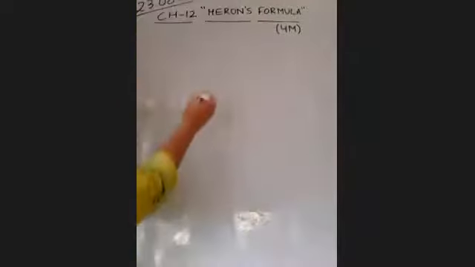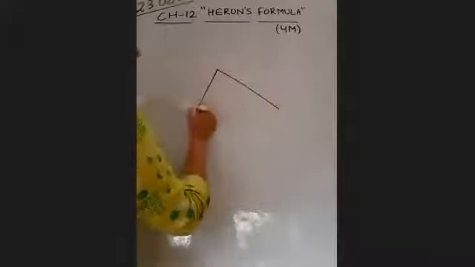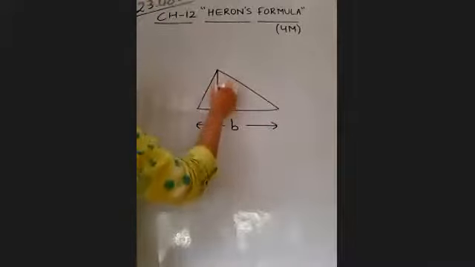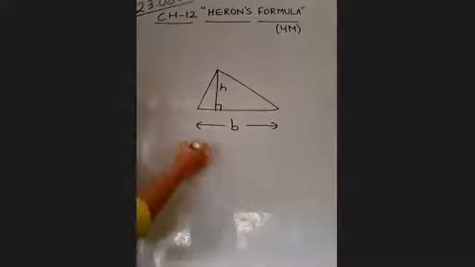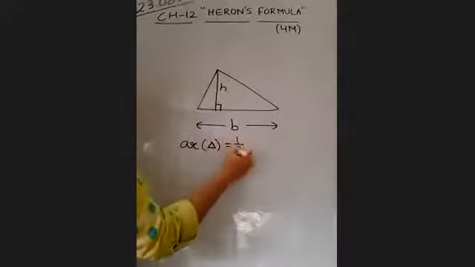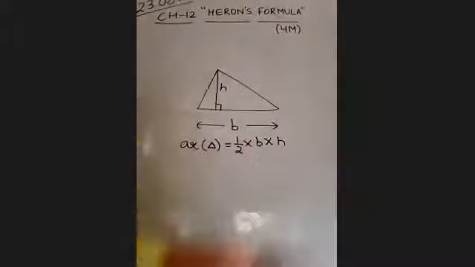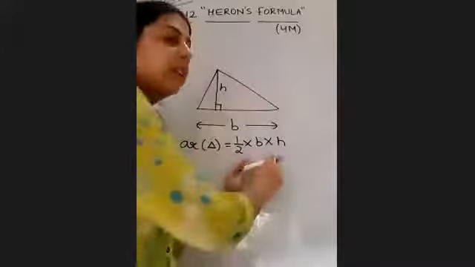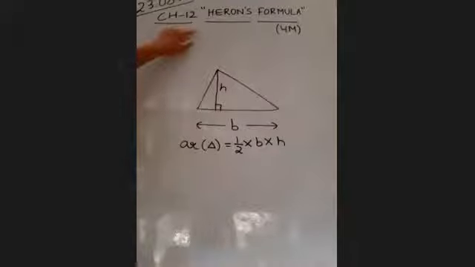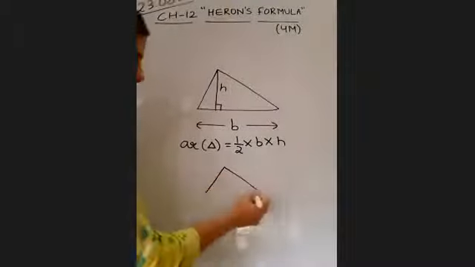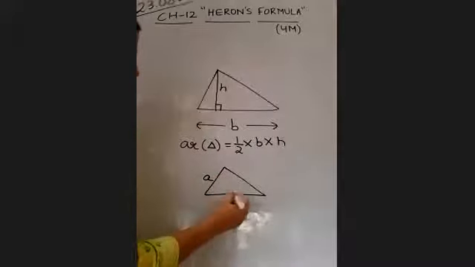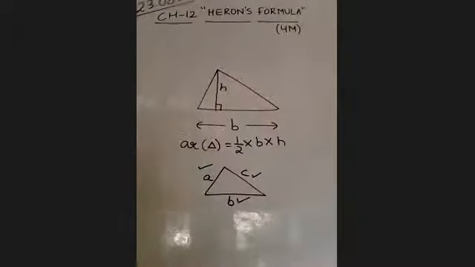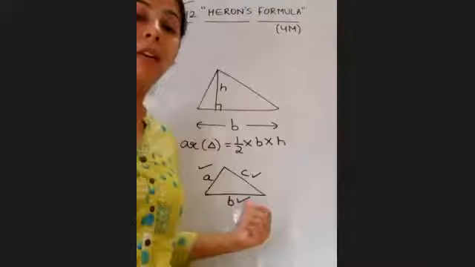So far, children, we know one concept. If we have any triangle whose base is B and perpendicular height is H, then the area of the triangle is given by half into base into height. Right? That is what we have been knowing so far. But in this chapter, we will learn how to find the area of a triangle if we are given its three sides, let's say A, B, C. We know this length, this length, this length. We do not know any perpendicular. Still, we will be able to find the area of such a triangle.